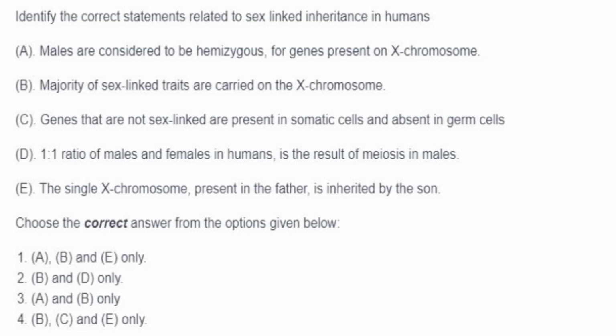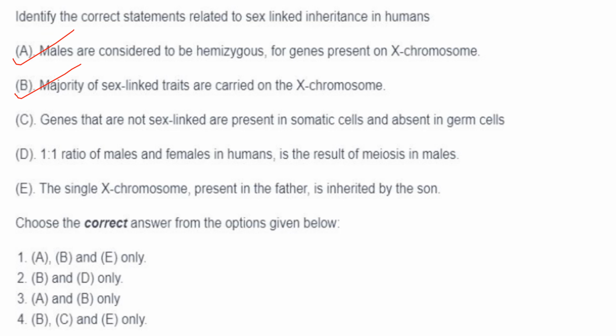Then, the majority of sex-linked traits are carried on the X chromosome. That is also correct. Like color blindness and hemophilia, they are carried on the X chromosome. Genes that are not sex-linked are present in somatic cells and absent in germ cells. No, genes that are not sex-linked are present in both somatic cells and germ cells.